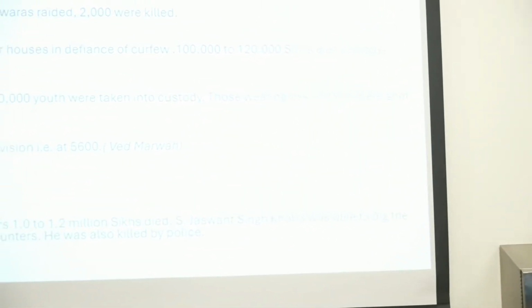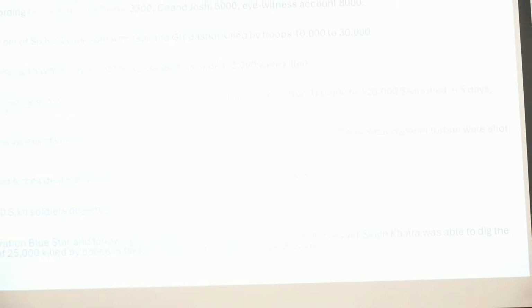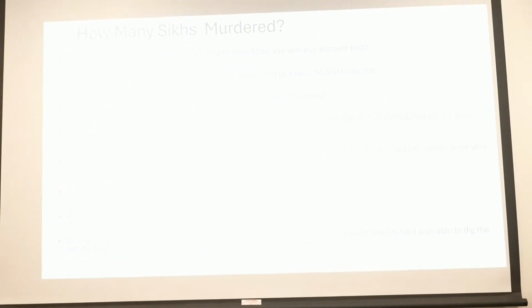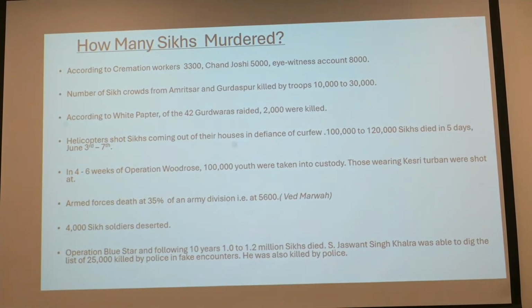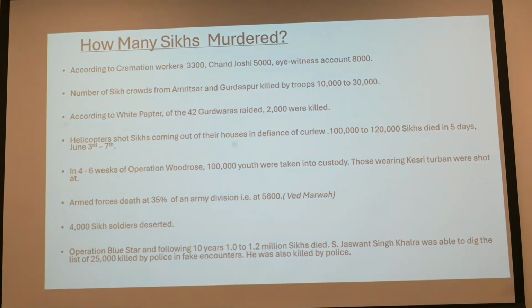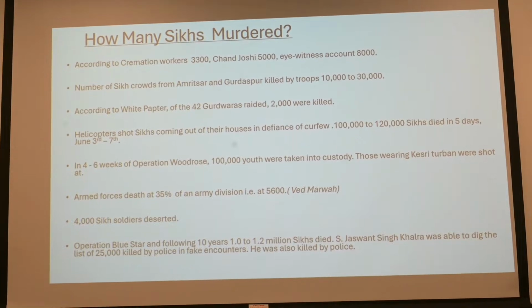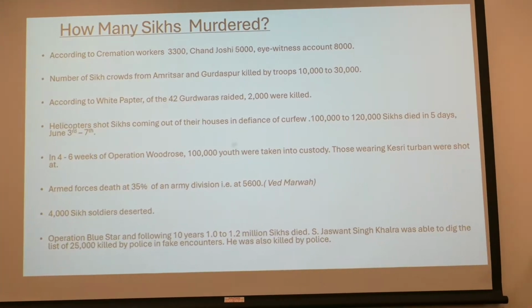How many Sikhs died? According to cremation workers, 3,300. Chand Joshi, a writer, says 5,000. An eyewitness says 8,000. So it is anybody's guess. Anybody I think they could find, they killed. A number of Sikh crowds from the villages were moving to Harmandir Sahib, especially from Amritsar, Gurdaspur. An estimated 10,000 to 30,000 were killed by the army.